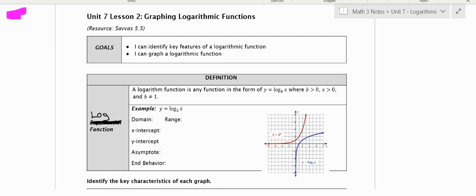So when we're graphing a function, again, log base b of x, a couple things we're going to notice. We're talking about when b is greater than 0, and x is greater than 0. We've talked already a little bit about how you can't evaluate a log that's negative. So we're going to see that come into play when we look at the graph.